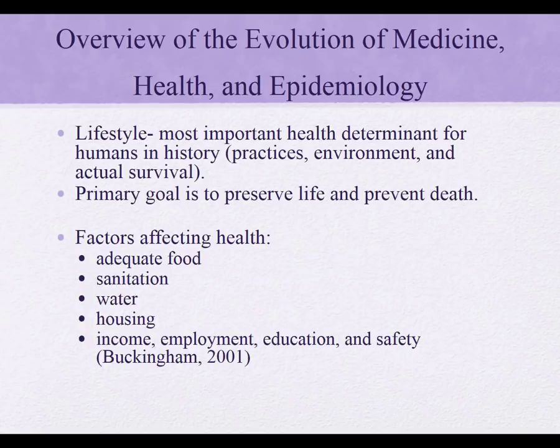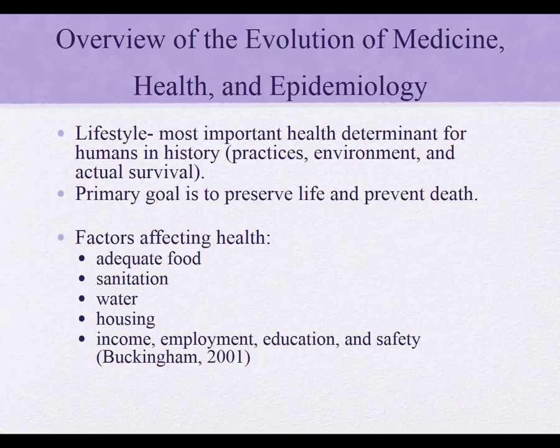So, looking at an overview of the evolution of medicine, health, and epidemiology. Let's talk first about lifestyle. Lifestyle, the most important health determinants for humans in history, are things like practices, environment, and your actual survival. So thinking through what lifestyle is, the main objective is to preserve life and prevent death. Okay, so your lifestyle, what you do, how you interact, what are those basic things in life? What is your overall goal in life? Your overall goal is to stay alive and prevent death.